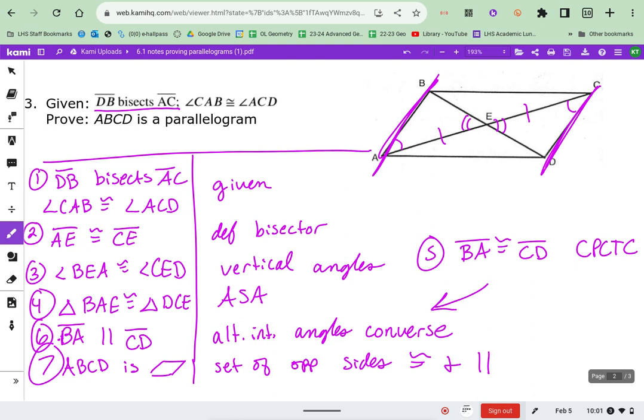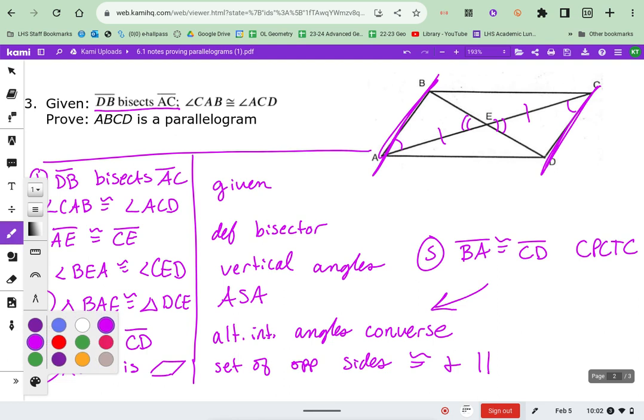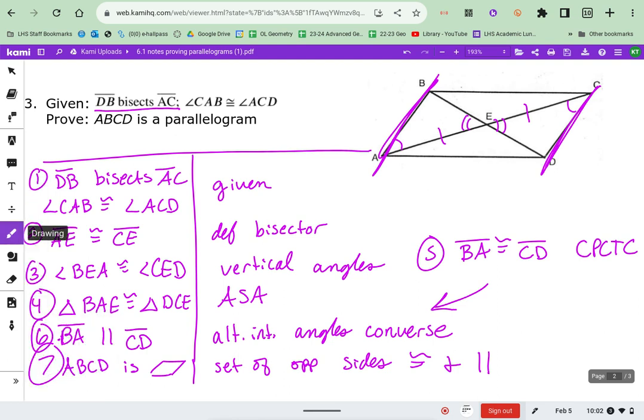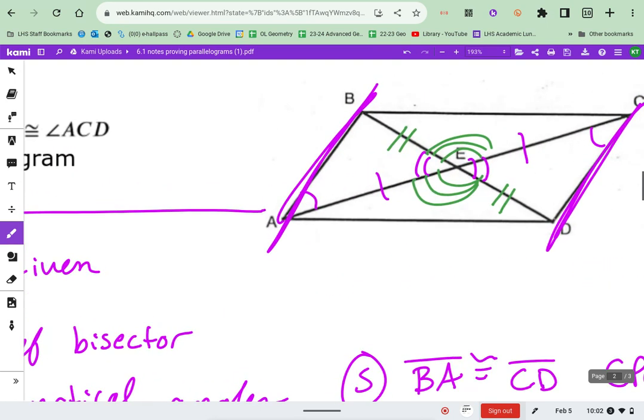But you can do it in lots of other different ways. Someone else used CPCTC to prove that BE is congruent to ED. And then they used vertical angles again. So then they proved the other set of triangles congruent by side angle side. And then they used the opposite sides are congruent to prove a parallelogram, so that would work.